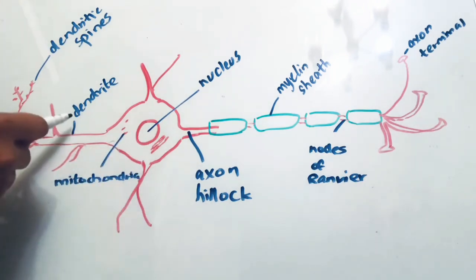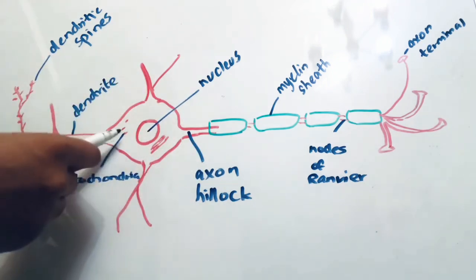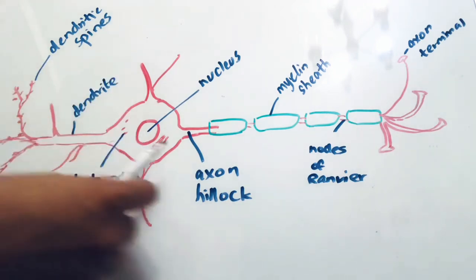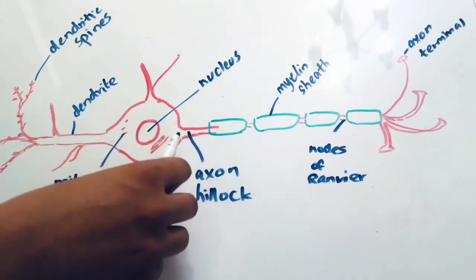This is the dendrite. Once we reach the cell body, we have the mitochondria and other organelles. We have the nucleus, and at the beginning of the axon, this is where all the summation occurs.